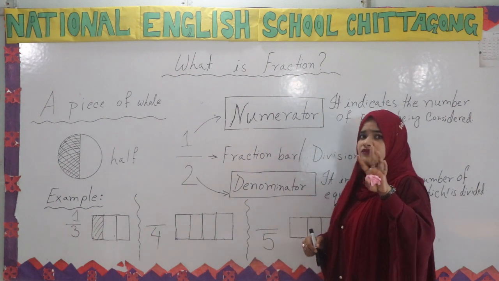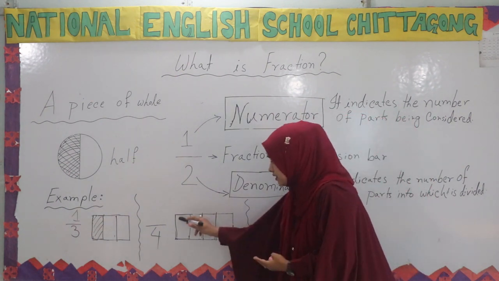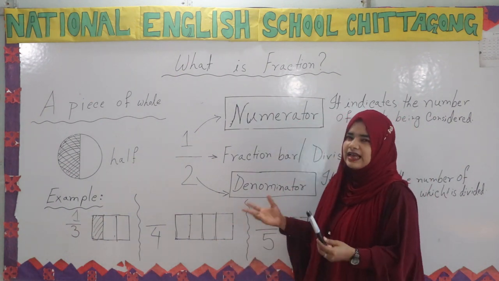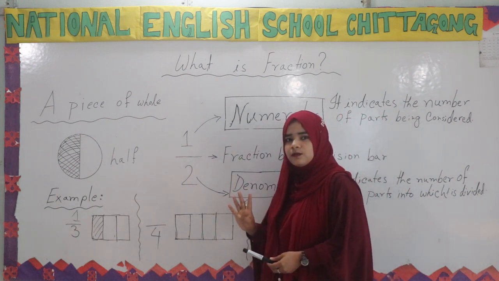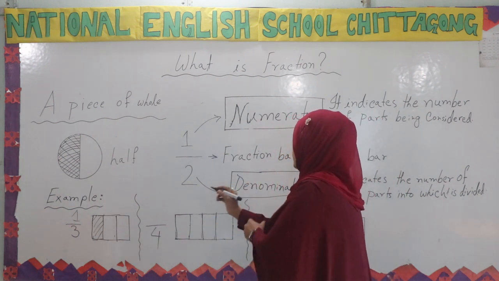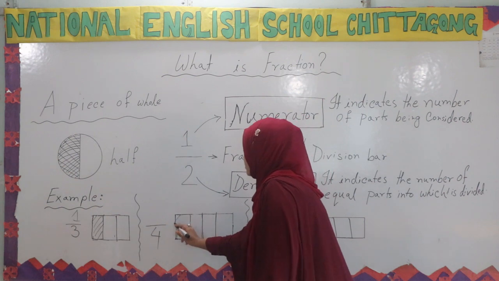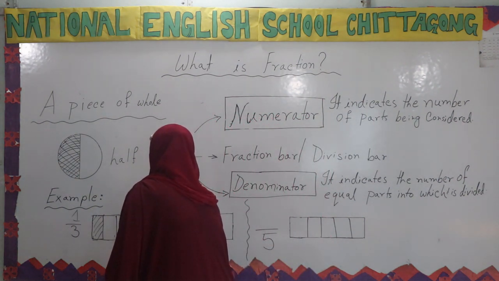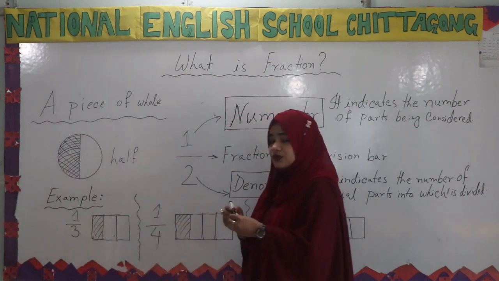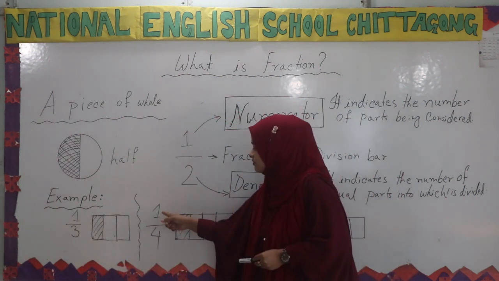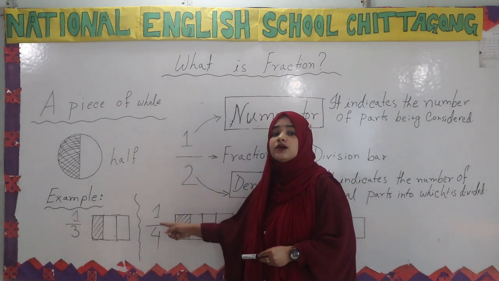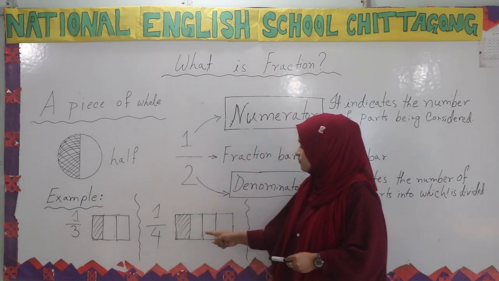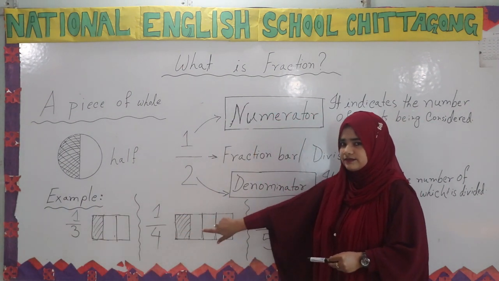Now you have three friends and you have to divide your chocolate or candy into 4 equal parts for sharing with your three friends. Now, tell me, how many parts did you get? Yes, you get 1 part. So you can read it as 1 by 4 or 1/4 of this whole chocolate.